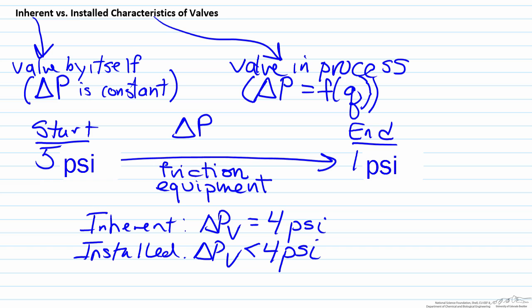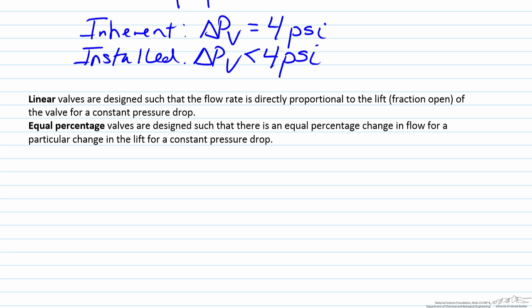Another important issue here is that inherent characteristics and installed characteristics have a great effect on the selection of the valve that you use. So if we look at our two common types of valves, linear valves and equal percentage valves, the definitions have been established for systems with a constant pressure drop. So therefore, for a linear valve, the flow rate is directly proportional to the lift, and for equal percentage, it is related such that there is an equal percentage change in flow for a change in the lift, which represents different things. But the question is, which one do we want?